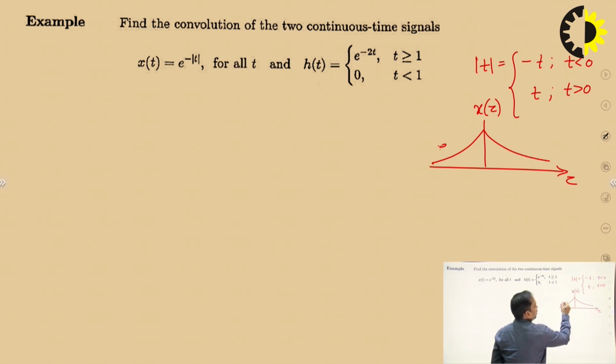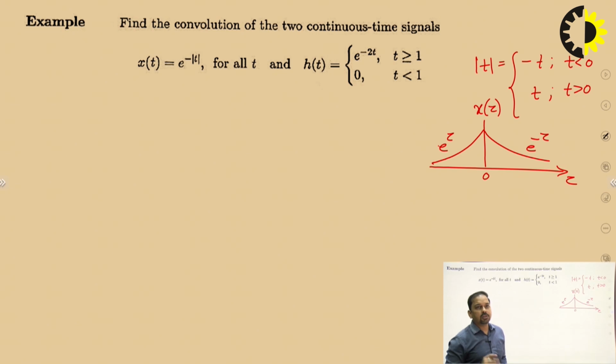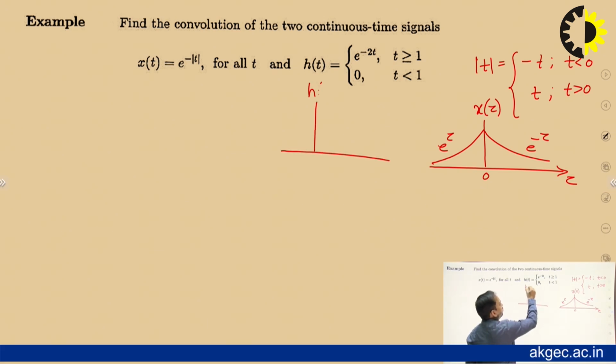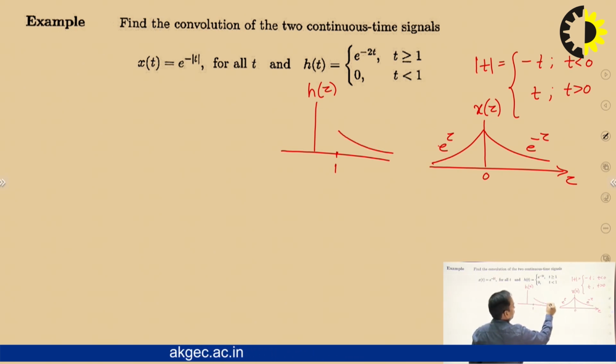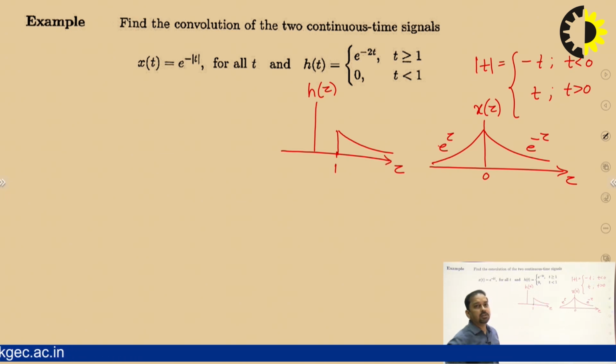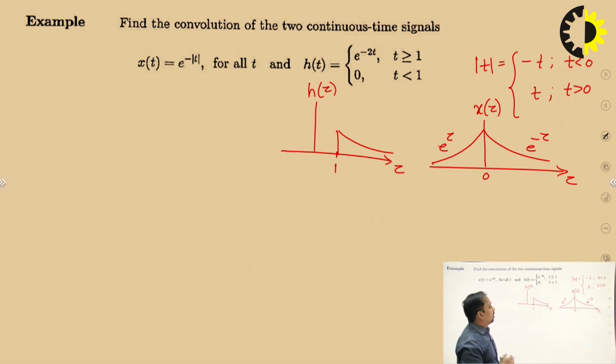This is a curve for e raised to power tau, and this is a curve for e raised to power minus tau. This is, let's say, 0. So this is a plot for x of tau. Now h of t, how can we start? H of tau will start from 1 onward, and e raised to power minus 2t, so the value keeps on decreasing as t approaches infinity.